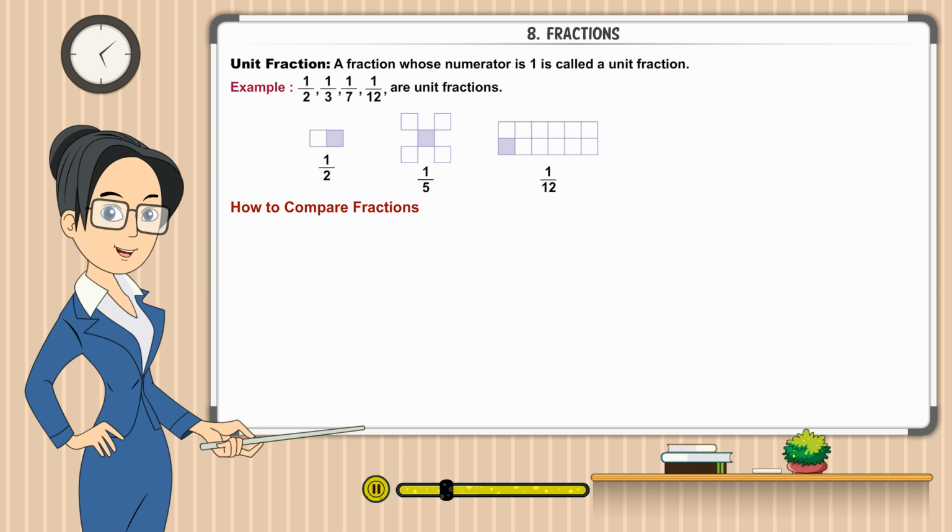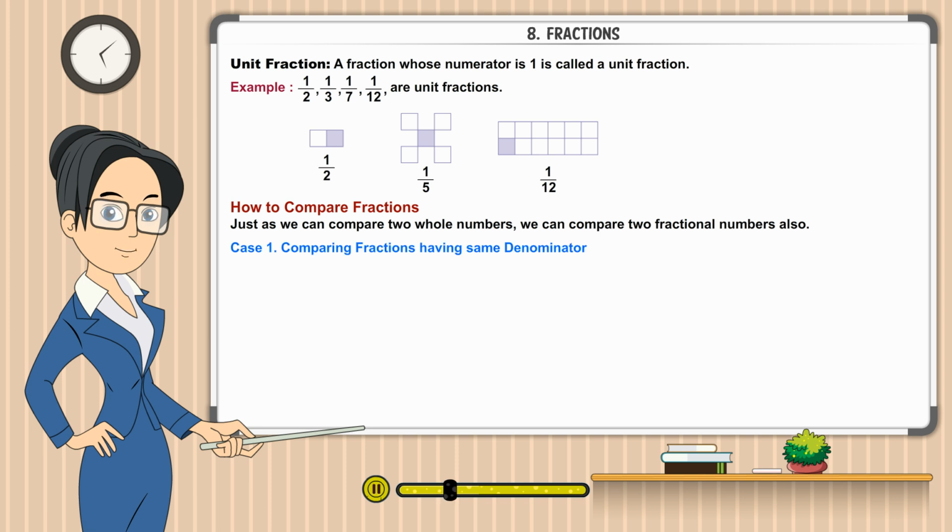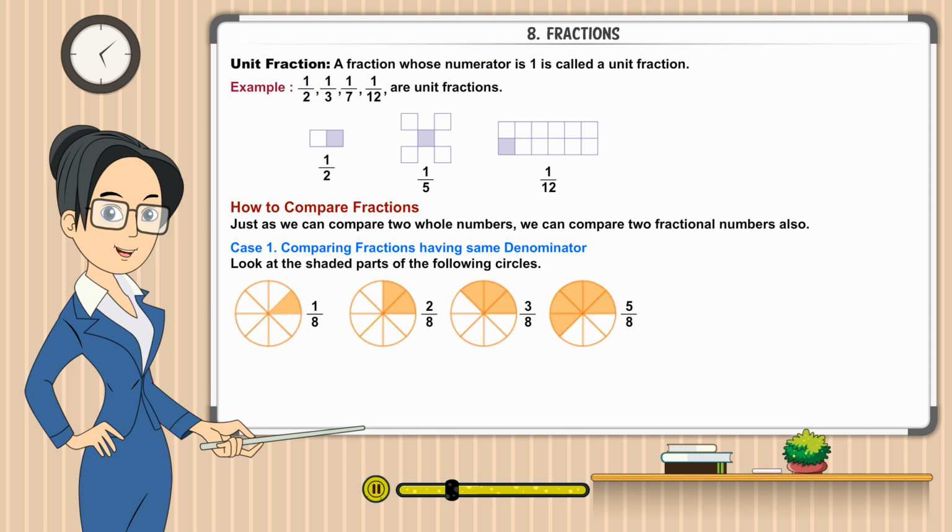How to compare fractions? Just as we can compare two whole numbers, we can compare two fractional numbers also. Case 1. Comparing fractions having the same denominator. Look at the shaded parts of the following circles. On comparing the shaded parts, we observe that 1 upon 8 is less than 2 upon 8 is less than 3 upon 8 is less than 5 upon 8.